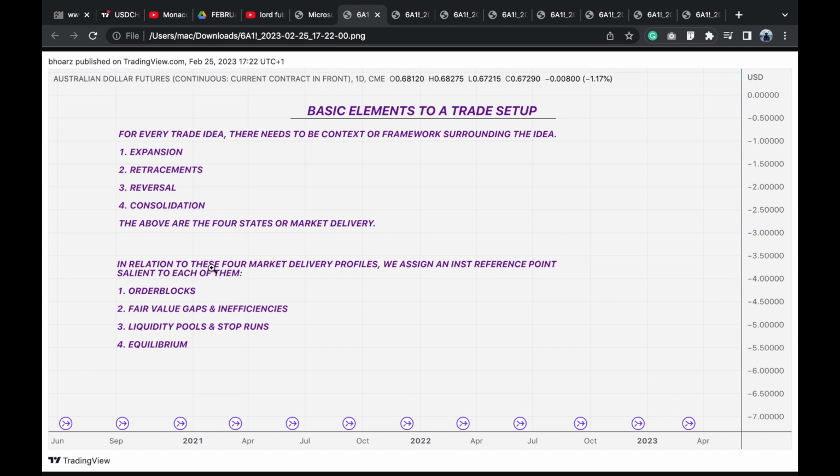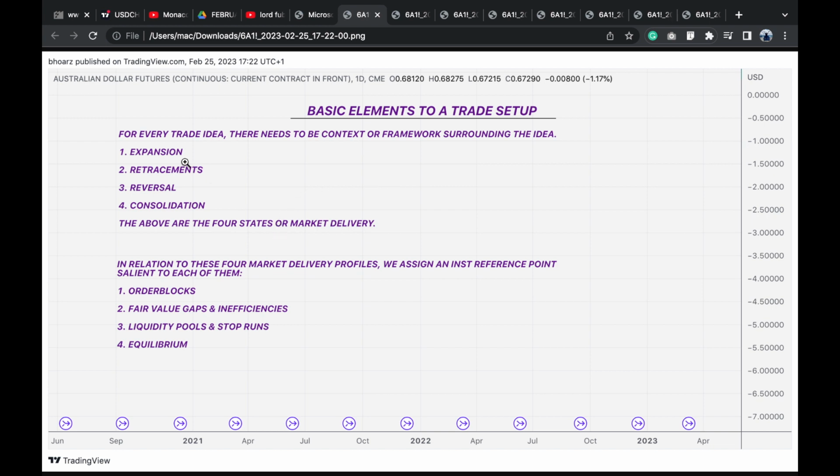Now, in relation to these 4 market profiles, we assign an institutional reference point salient to each of them. So this essentially means that for each of the delivery profile, there's going to be a relevant institutional reference point to each of them, and we're going to discuss that on the next slide of this presentation.